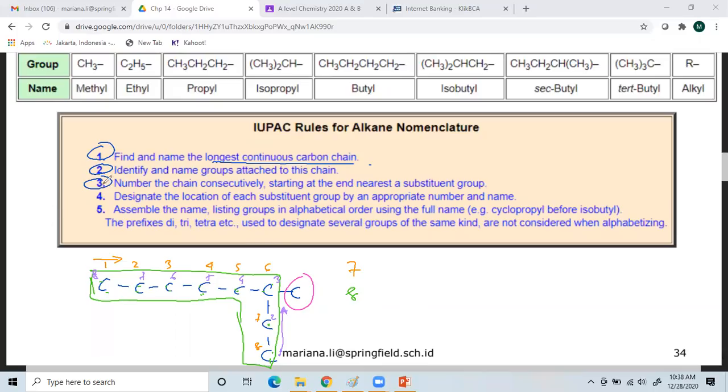How to decide? Let's see number three again: number the chain consecutively starting at the end nearest a substituent group. That means if you use the orange one, from the left, the branch will attach to carbon number six, right? The pink one here is connected to C number six. But if you choose to number from below, 1, 2, 3, it is connected to C number 3. So that's the one you will choose.